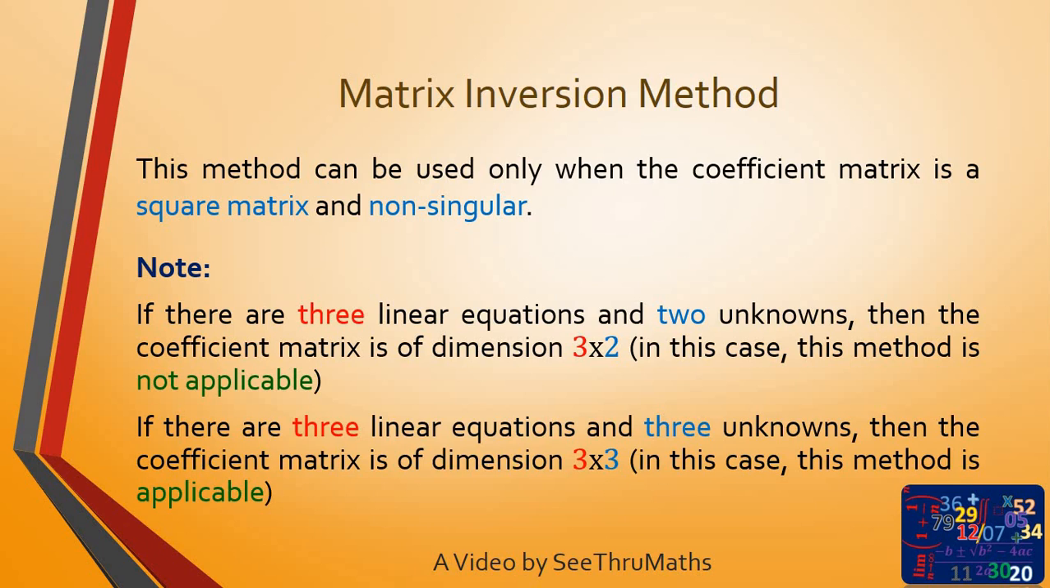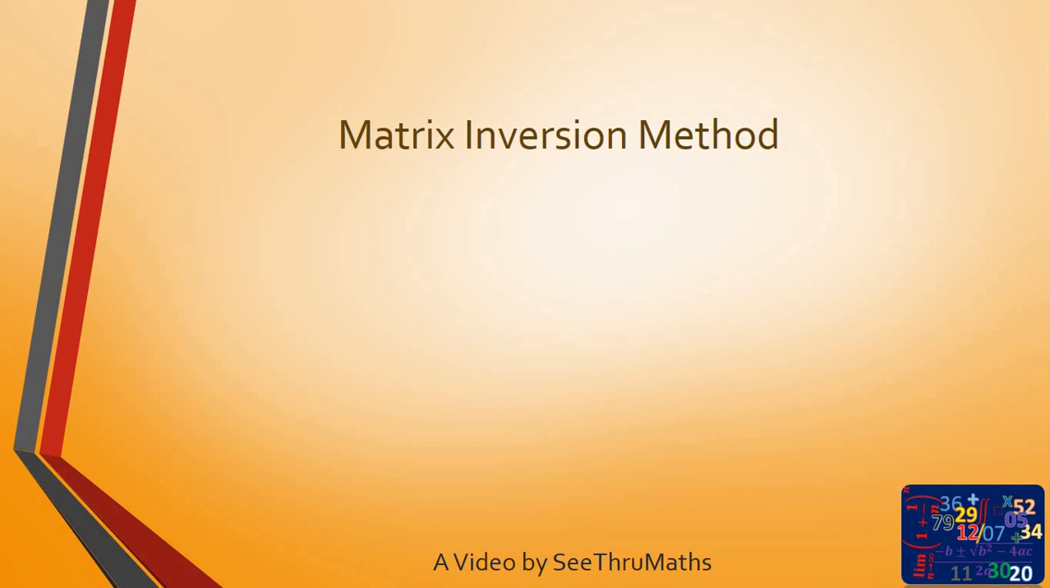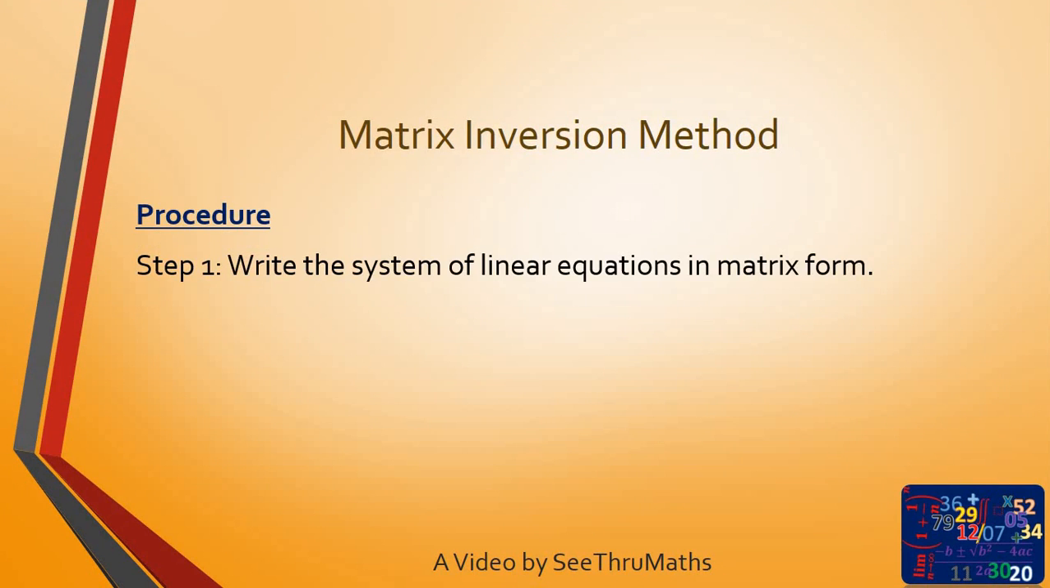If there are three linear equations and three unknowns, then the coefficient matrix is of dimension 3 cross 3. In this case, this method is applicable. I have given uniform colors for the numbers. Matrix inversion method. There are few steps which we have to follow to find the solution of the given system of linear equations by using this matrix inversion method. The name matrix inversion itself tells that we want to find inverse of a matrix.